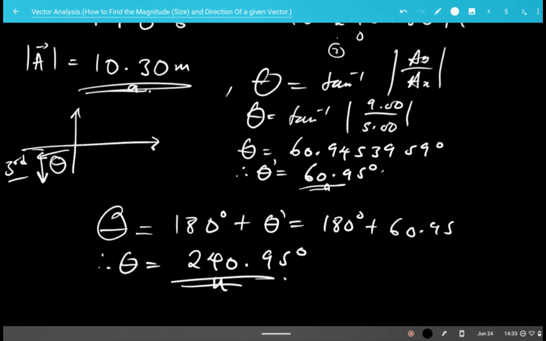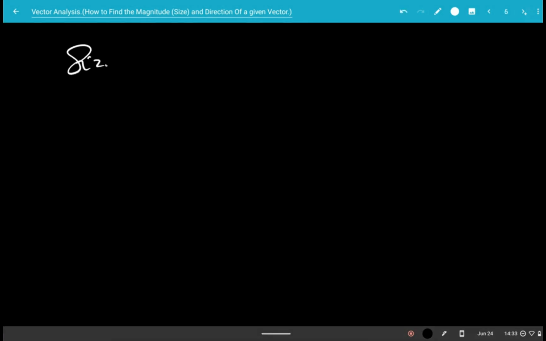Alright, thanks for watching. So this is how you go about finding the magnitude, which is the size, and the direction, which is theta. Though I don't really get the sense why most people call it theta, but it's theta.